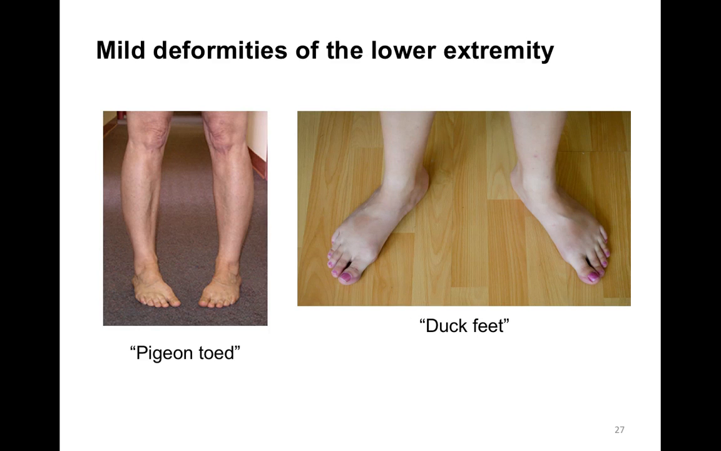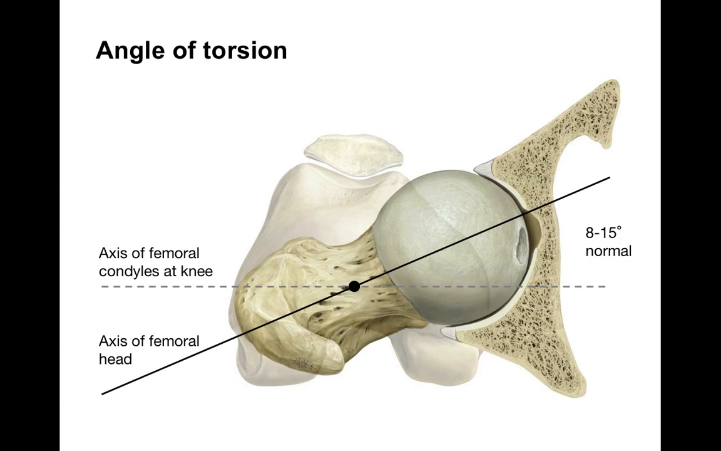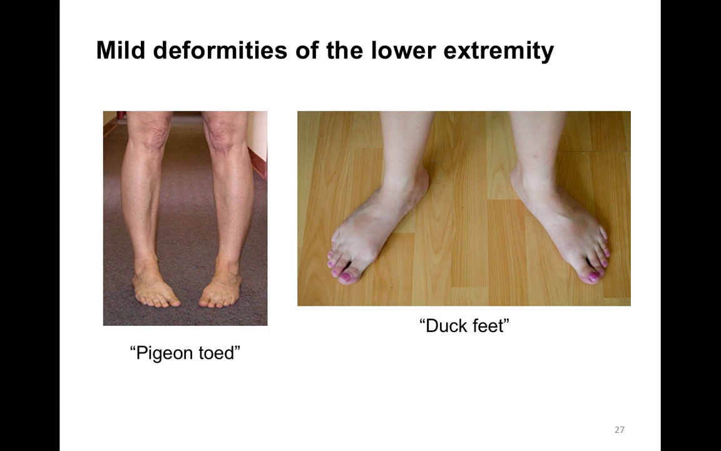So that was our discussion on the genu varum and genu valgum deformities of the lower extremity. Let's move on to other common deformities of the lower extremity, shown in the photos here. On the left, the pigeon-toed presentation, as well as the duck feet presentation. So these are deformities of the lower extremity that are realized down at the foot. What underlying anatomy could account for these presentations?